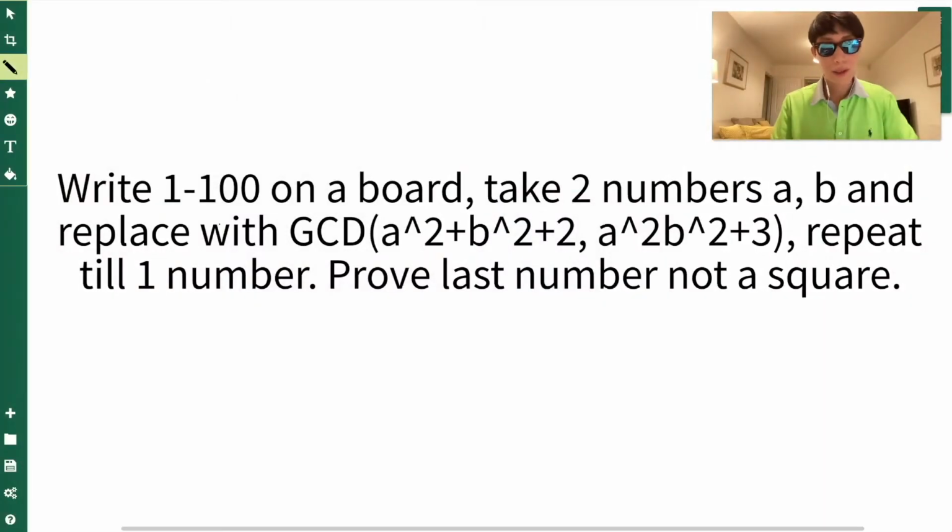Write 1 to 100 on a board, take two numbers A and B from the numbers you wrote, and replace them with the GCD of a squared plus b squared plus 2 and a squared b squared plus 3. Repeat this process till you have one number left. And the goal is to prove that the last number is not a square.